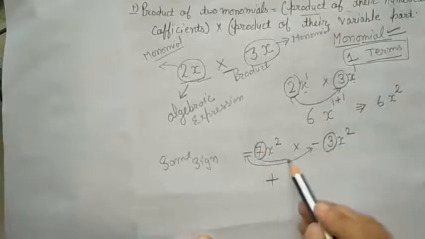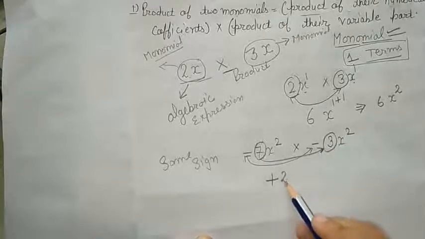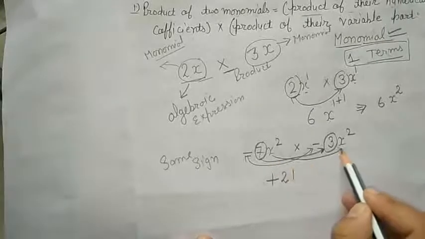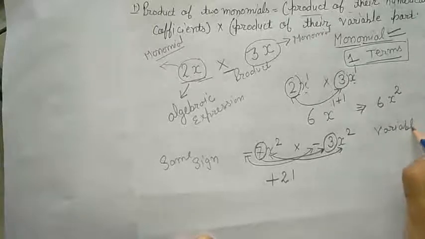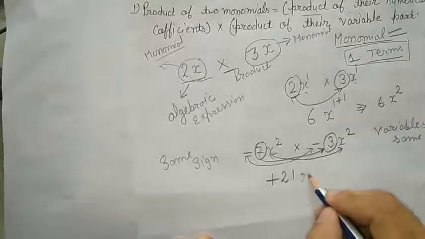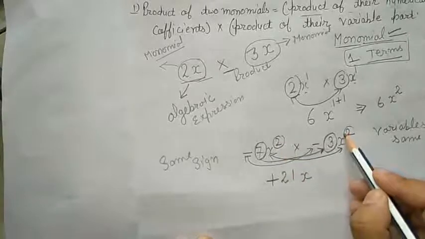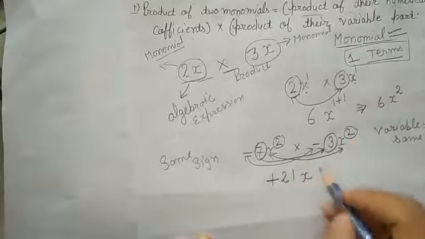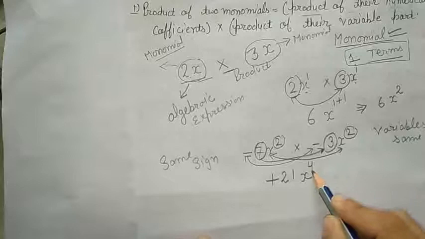So firstly we will take the product of coefficients. 7 3s are 21. Now coming to the variables, both the variables are the same. Variables भी हमारे पास यहाँ पर क्या है, same है. So we can write x, and both the variables have positive powers, so the powers will be added. So the result will be equal to 21x raised to power 4.